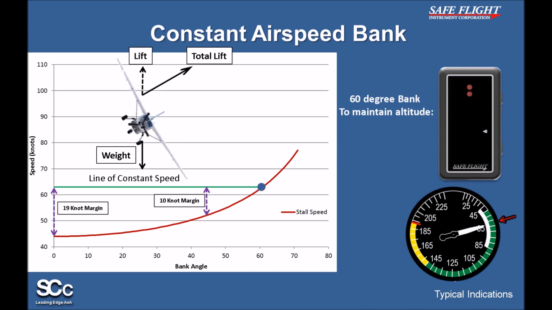To maintain altitude at 60 degrees, the total lift has to increase by 100%, which means the stall speed increases by 41%, which in this case results in a stall.